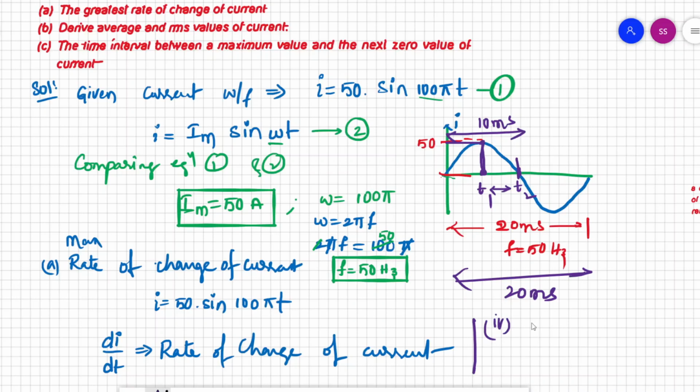Let us find the fourth question here. The time period is 20 milliseconds. Now we need to find one fourth of the time period because it is a quarter cycle, right? This is one full cycle, this is half cycle, this is one quarter cycle. So we need to find the time between the maximum value and the next zero value, that is T by 4, that is 20 by 4, which is 5 milliseconds. So it will take 5 milliseconds for current to reach 0 from maximum value.